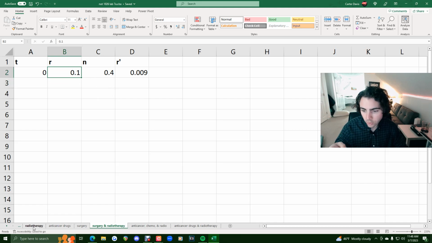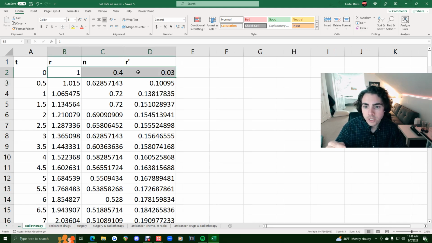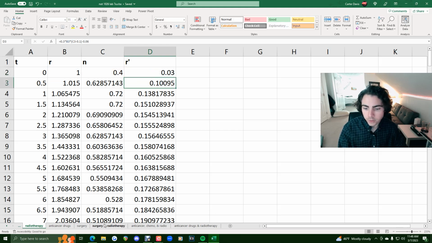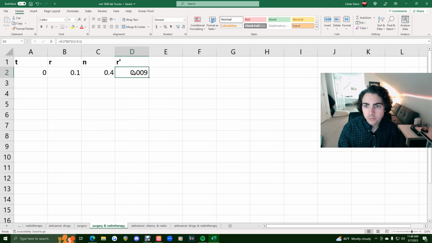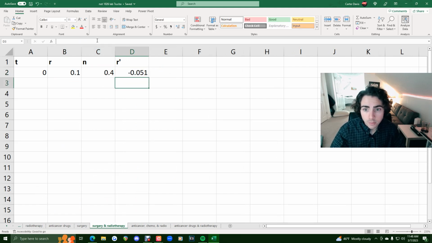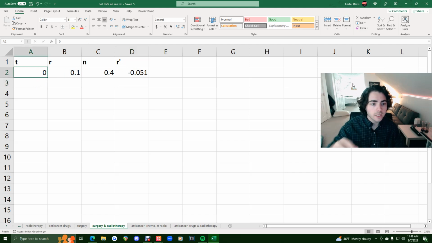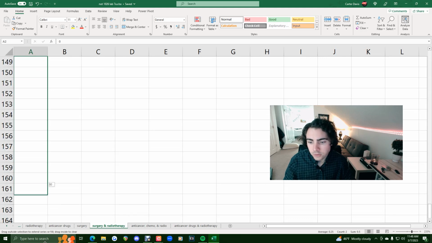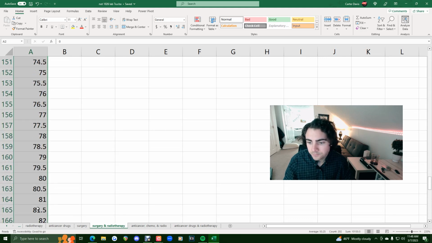Now radiotherapy, going back to that tab, let's think about what we changed there. Radiotherapy was where we subtracted 0.06 from the R prime equation. So we're going to go back to surgery and radiotherapy and make sure we subtract 0.06 from the R prime equation and hit enter. Now we can just fill out the values like we did before. We're going up by 0.5. We highlight both of those and drag it way down, all the way to 100.